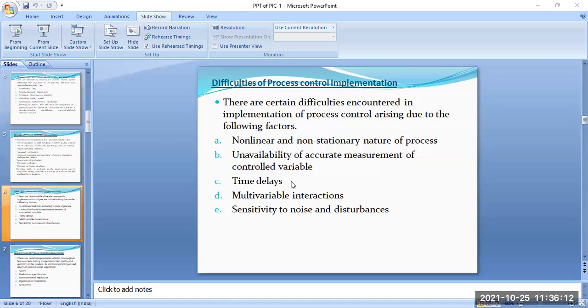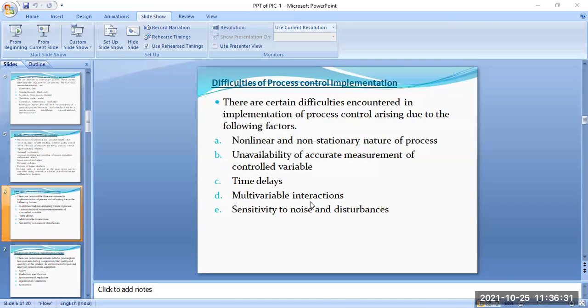So this time delay is encountered in the process and in connecting the hardware devices, adding the difficulties of the software problem, or sometimes it is also control of the time delays. Okay, so this is one difficulty.